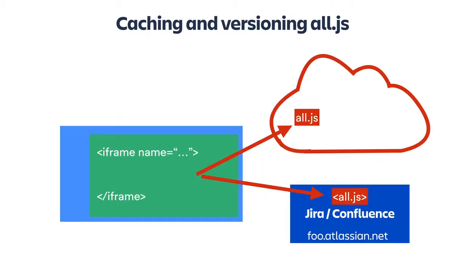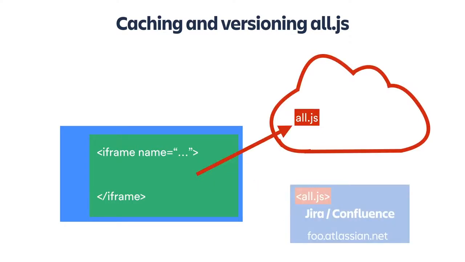Let's dig into some details about caching and versioning of all.js. When loading all.js using a tenant URL, the version served by the tenant naturally matches the version of the host product, Jira or Confluence. Deploying a new version of all.js always coincides with deploying a new version of Jira or Confluence. However, this simple approach means that the cache period can't be long. At the moment, the cache period is half an hour, so it's possible for browsers to be using the wrong version for half an hour after a deployment.